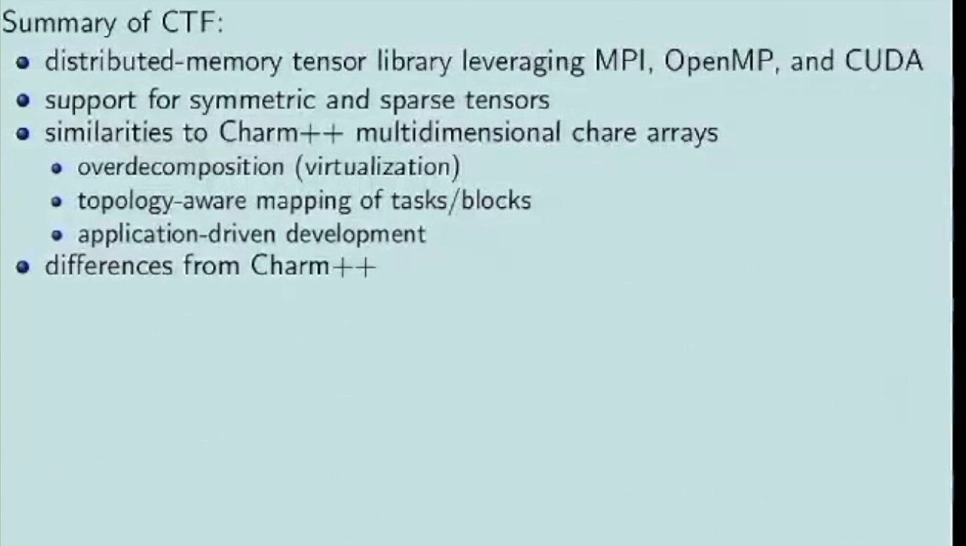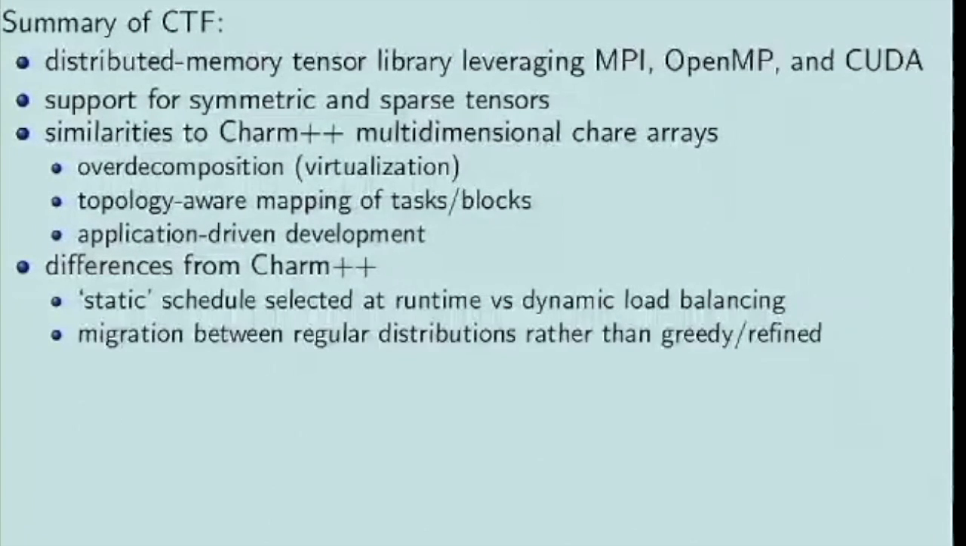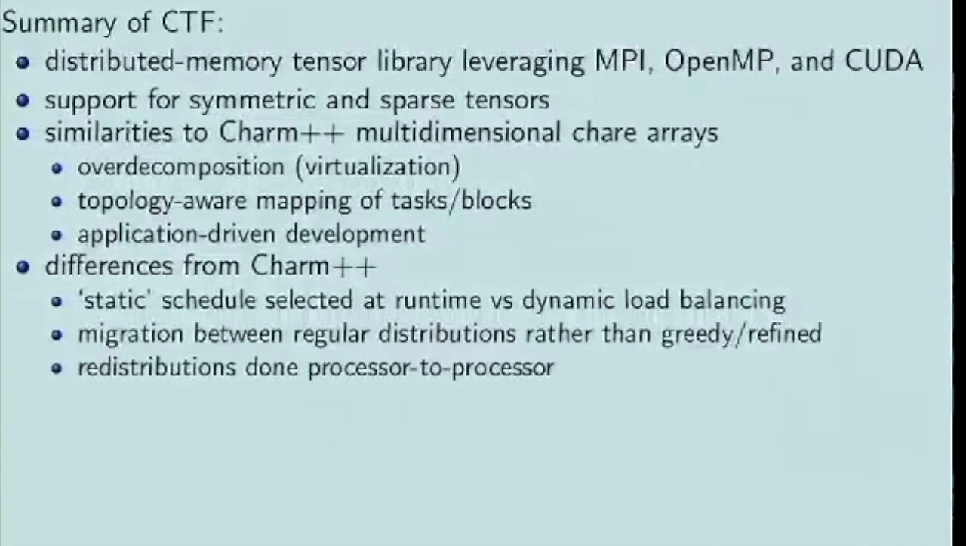But there are also, of course, critical differences, and I wanted to highlight differences in similar-like things. We do runtime optimizations and runtime choices of decompositions, but we are selecting a regular schedule and a regular decomposition among a subset of those, rather than trying to do dynamic load balancing between irregular decompositions. Essentially, we're migrating tasks between these regular distributions rather than using heuristics to improve them gradually.